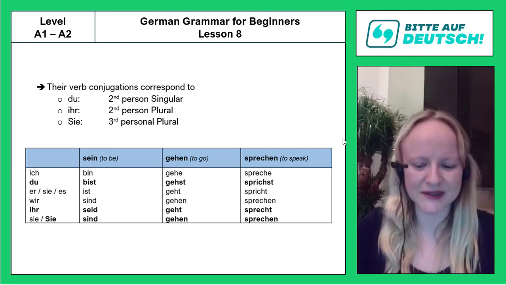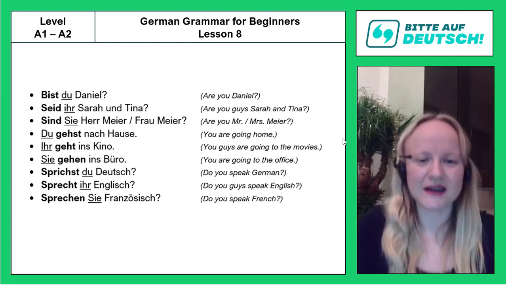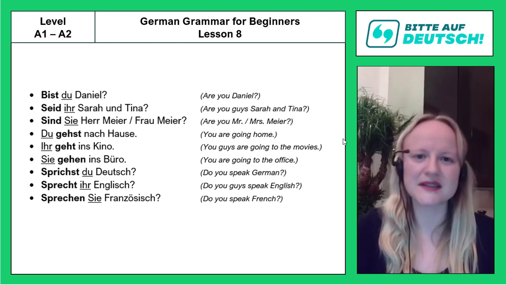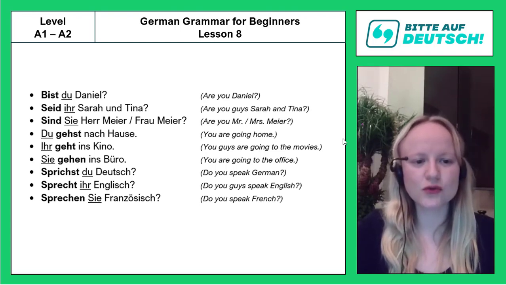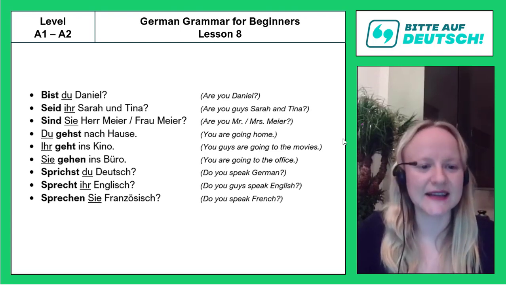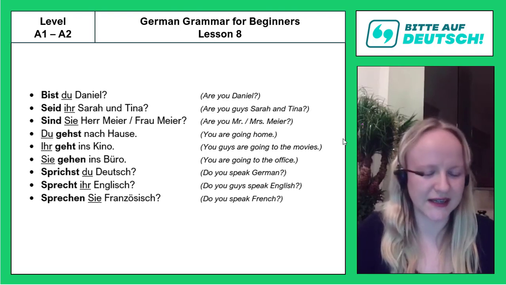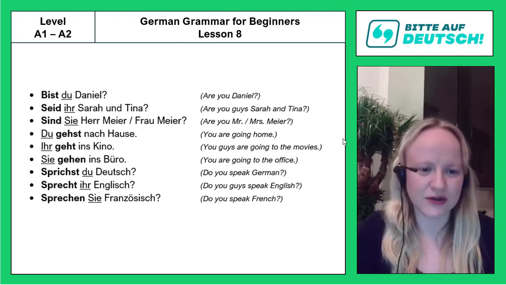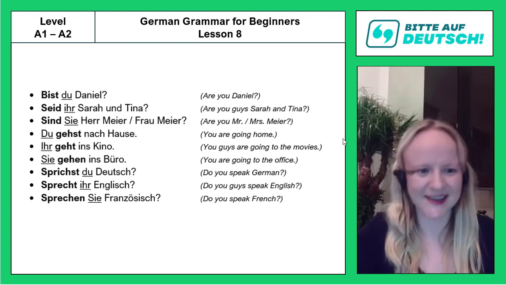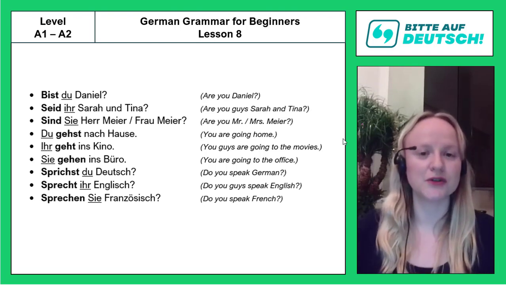Let's have a look at some example sentences. Let's start with the verb to be in all three forms. If you address a single person informally, bist du Daniel? For more than one person informally, seid ihr Sarah und Tina? But now, to address someone in a formal, polite context, sind Sie, capital S, Herr Meier / Frau Meier, and this is how you will address someone if you don't use their first name.